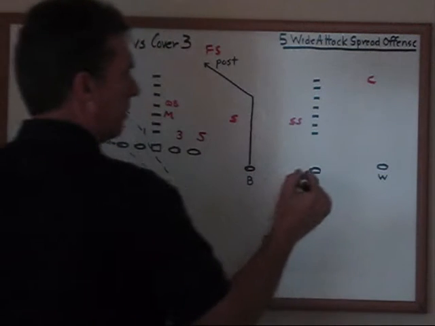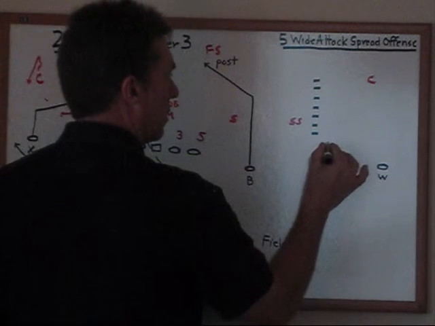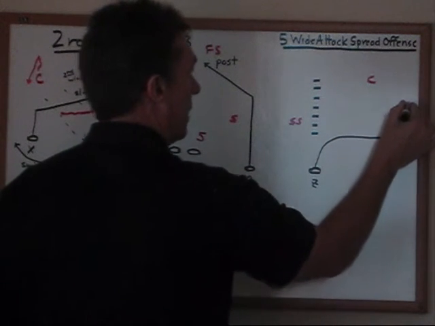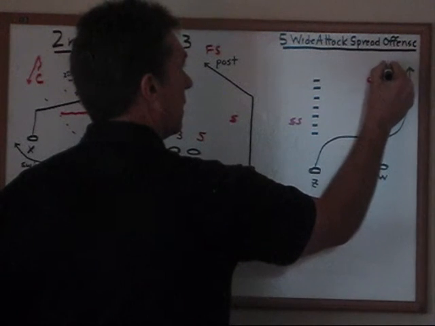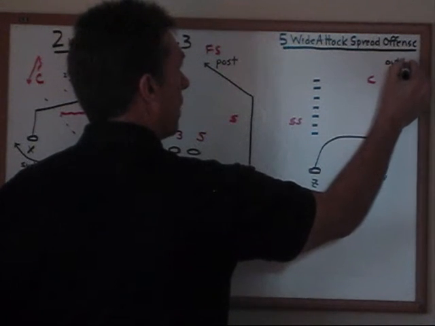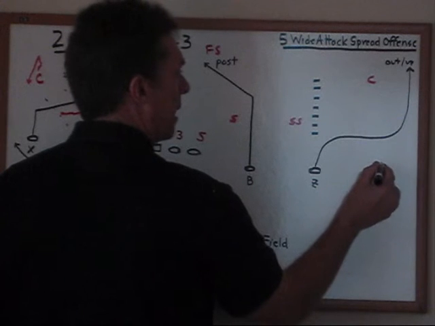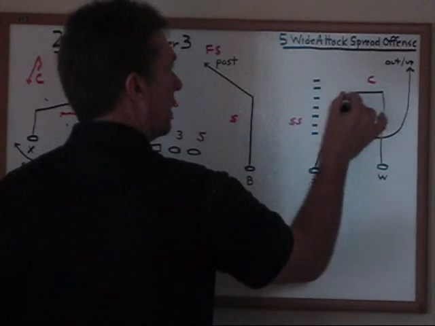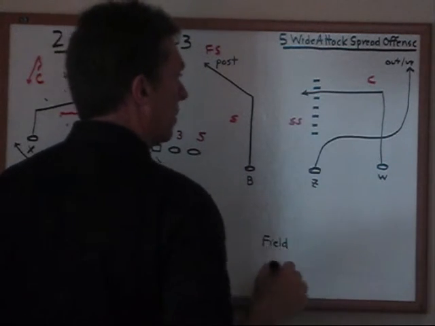And in the 2 route, the Z is going to run a speed out and up. And he's going to hug that sideline. So he's going to run it out and up. And then the W is going to run a dig and come straight across. Okay?